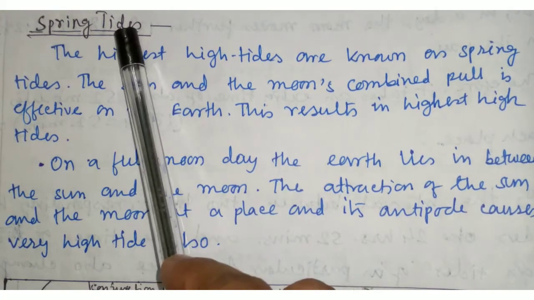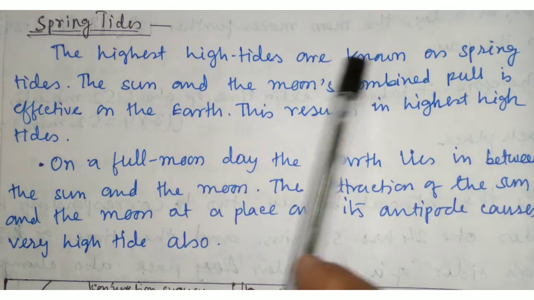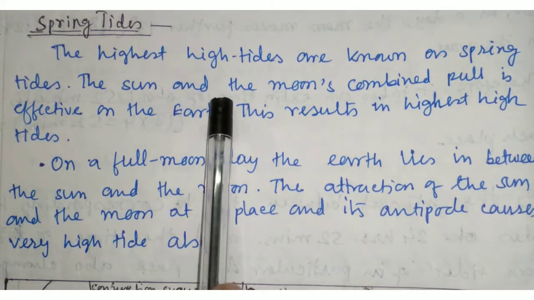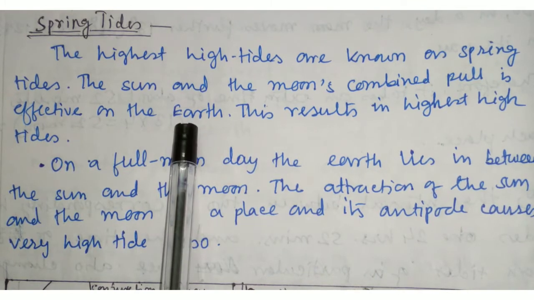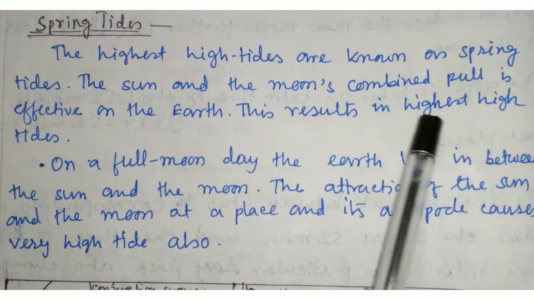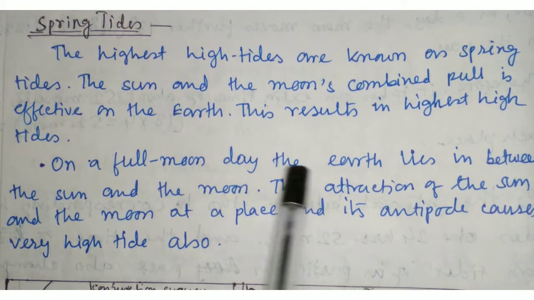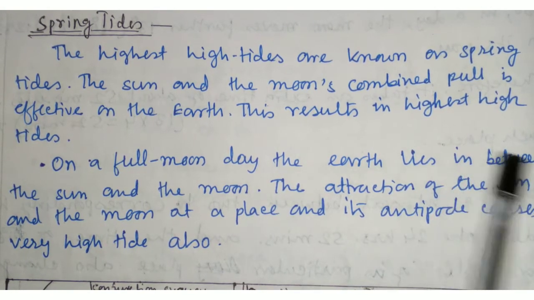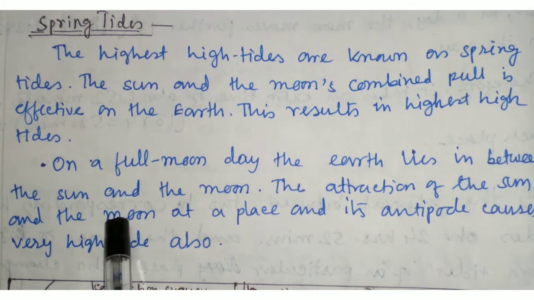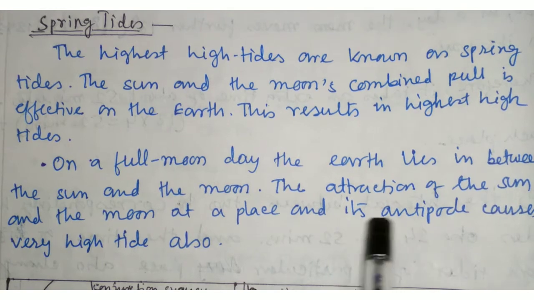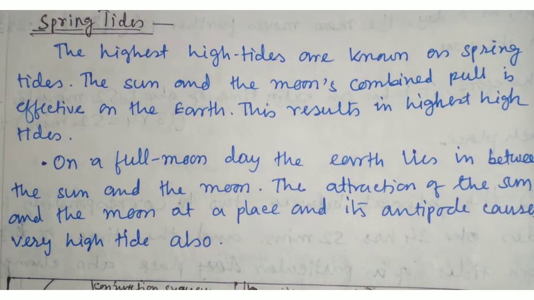Now what is spring tide? The highest high tides are known as spring tides. The sun and the moon's combined pull has an effect on the earth. This results in the highest high tides. On a full moon day, the earth lies in between the sun and moon. The attraction of the sun and the moon at a place and its antipodes causes very high tide also.